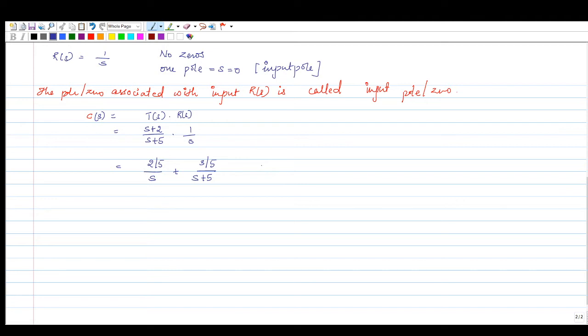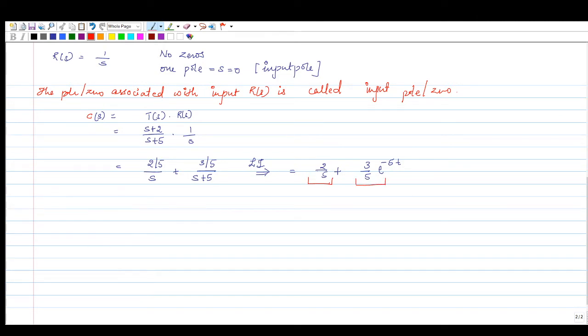So when we take Laplace inverse of this function, what we get is 2 by 5 plus 3 by 5 e to the power minus 5t. This is the Laplace inverse of the function. Now here we can see that the response can be separated into two components. There are two terms here. So this is one term and this is our second term.